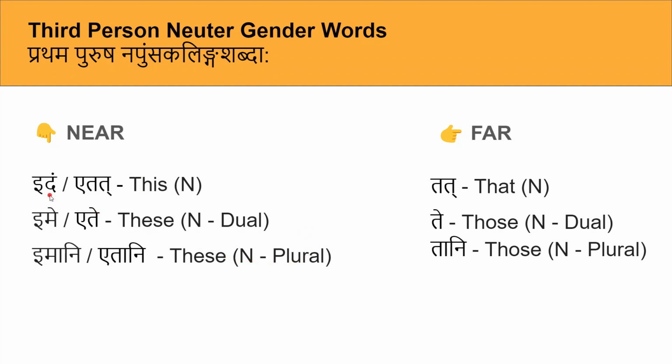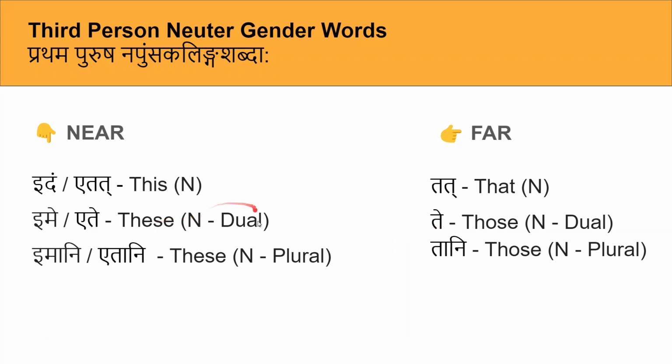Right. If there is an object which is very close to you, you can use two set of pronouns. You can either say idam, or etat. If an object is a little bit away from you, you can use tat. If there are two objects near you, you can use ime or ete. If two objects are away from you, you can use te.